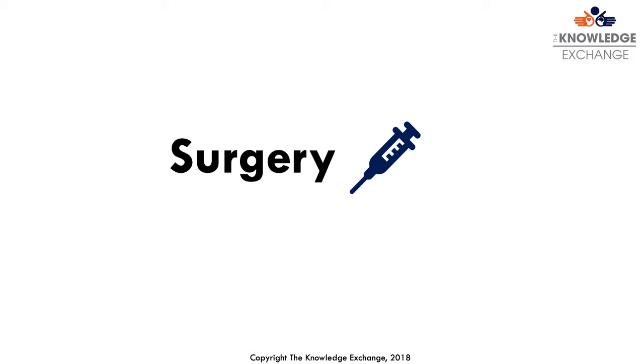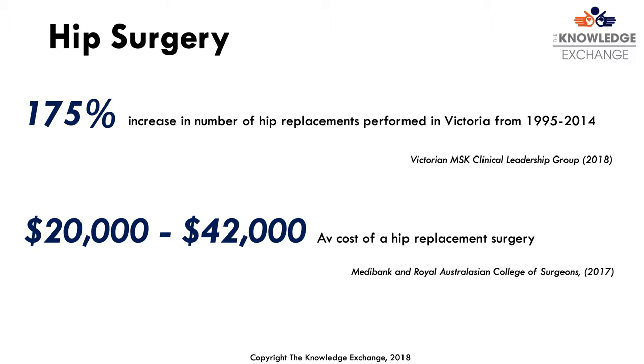Moving away from imaging now, we're going to briefly look at some of the most frequent surgeries that are performed on the lower limb. Over the past 20 years, we have seen a significant increase in the amount of hip surgeries performed in Australia. This includes a 175% increase in the number of hip replacement surgeries performed in Victoria alone, with the average cost being upward of 20 grand.